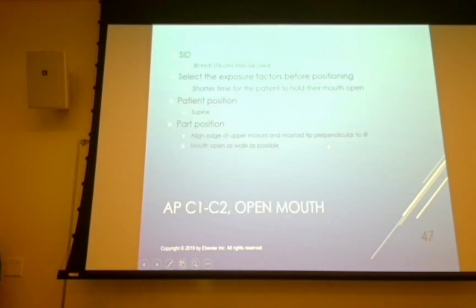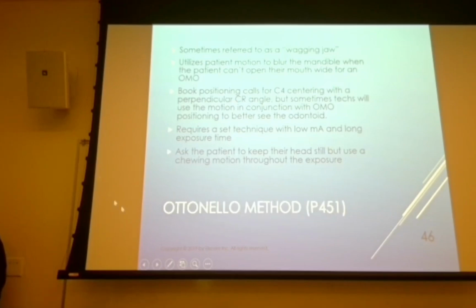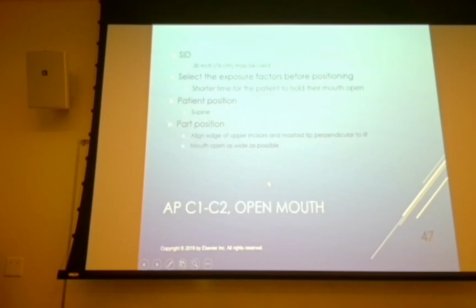Okay, so the open mouth odontoid is not the Ottonello method. We're going to talk about the Ottonello method after we talk about the open mouth odontoid. All right, so what's the key to C-spine positioning? And chin out of the way. Okay, head and chin out of the way. How do we accomplish that?